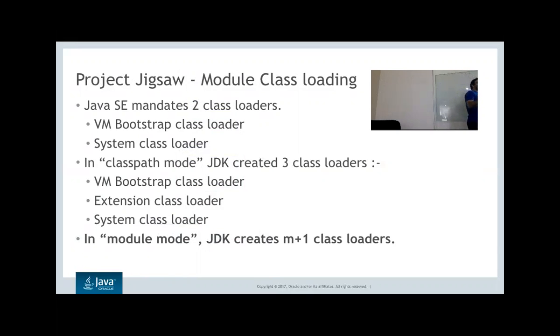Then you will have different modules like string or collections, these are all in the base module, right? Then you will have a different module like java.xml where you can have XML. Then you will have a different module called java.logger where you will have all the logger things, right? So these are all different modules, and all modules are getting loaded by their own class loaders.